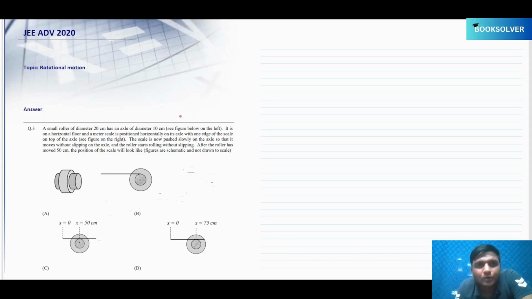Hello everyone. So today we are solving another question of JEE Advanced 2020. This is from the topic of rotational motion. And so let's read the first question first.